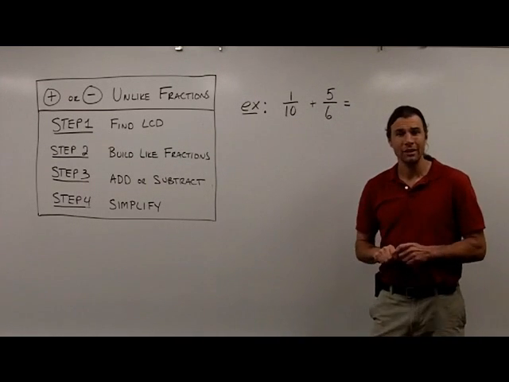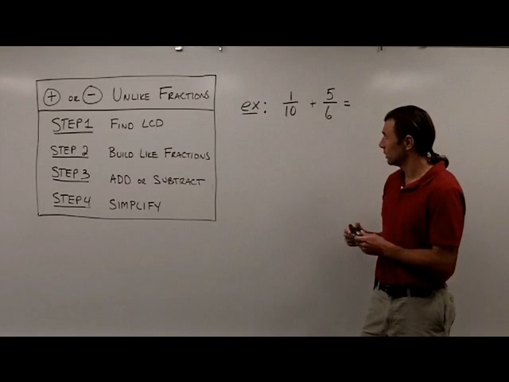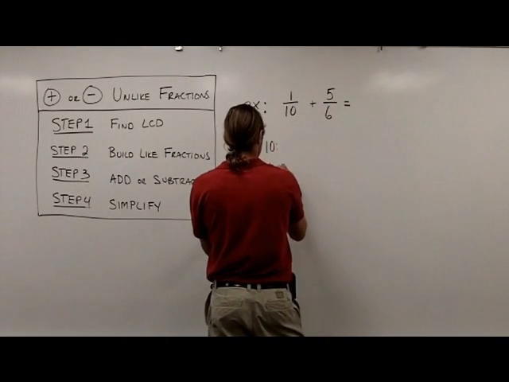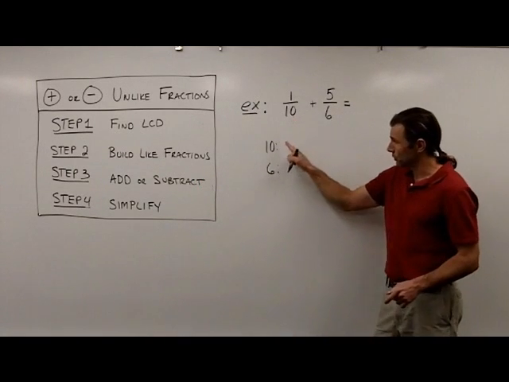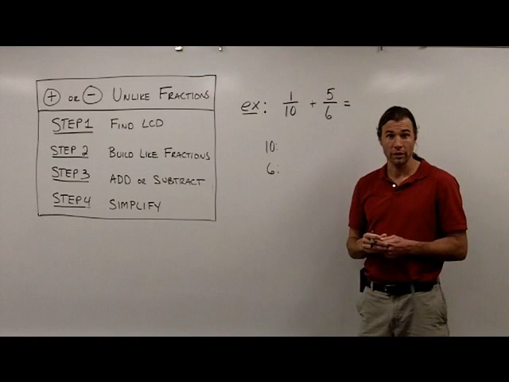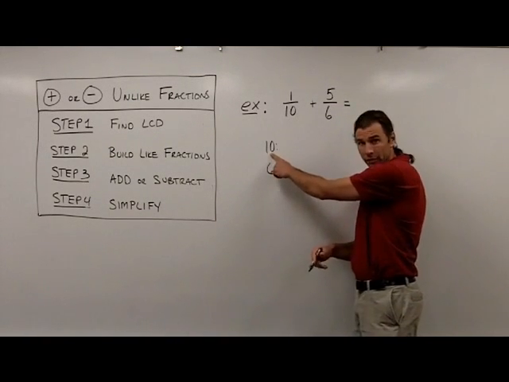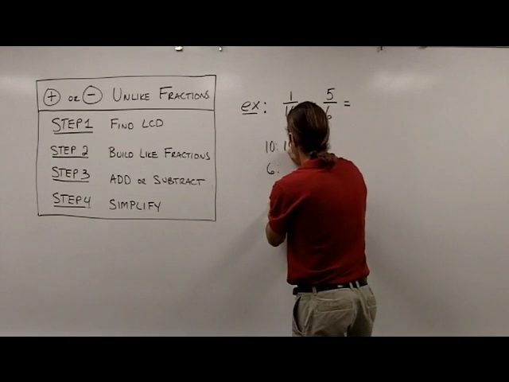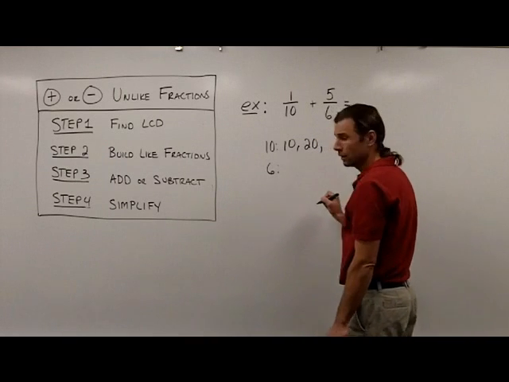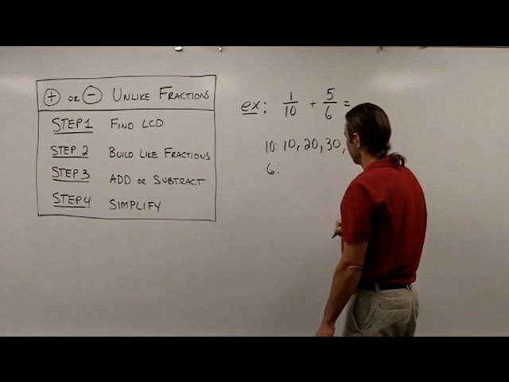The LCD is the least common denominator or the least common multiple. So what I'm going to do is list multiples of each of these numbers. I'm going to list multiples of 10 and multiples of 6 till I find the smallest multiple that they have in common. Multiples of 10: I would start with 10 times 1 is 10. 10 times 2 is 20.